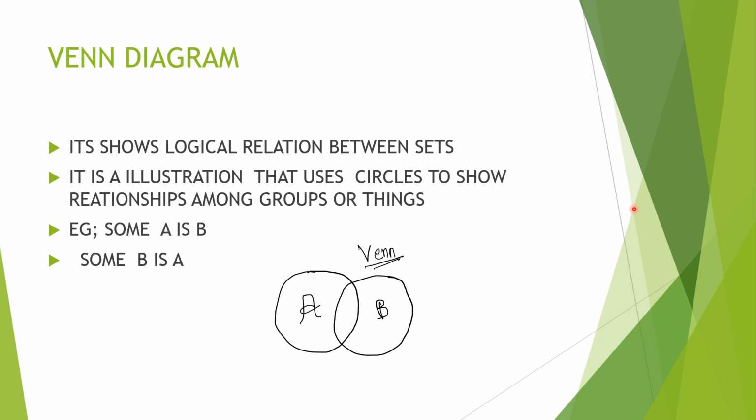Okay, some A is B. Some area is connected, some area is B, and some B is A. Both are true. So this area which contains A and B comes here. This is the Venn diagram. We are using the circles for finding it out, and it shows the logical reasoning. It's easy to find. When you see a syllogism, you draw the Venn diagram, and then you can easily find the answers to the syllogism.